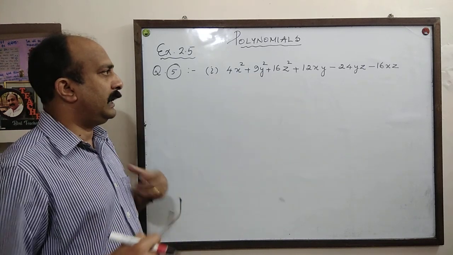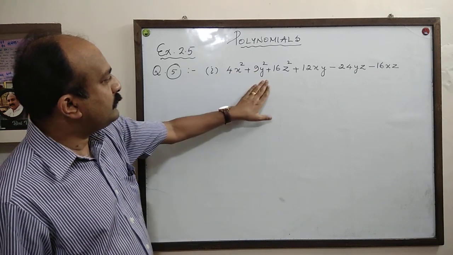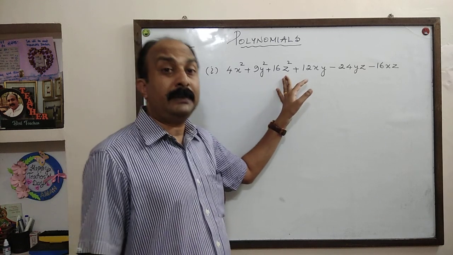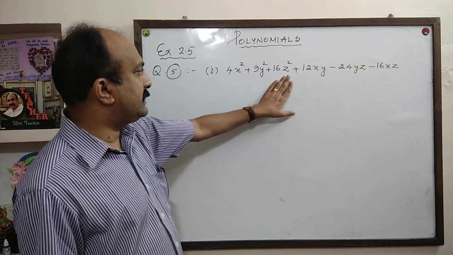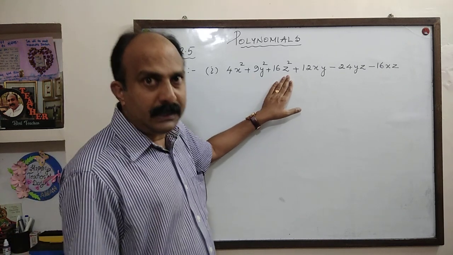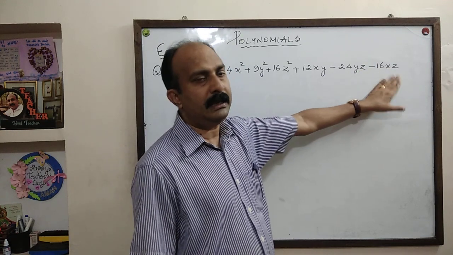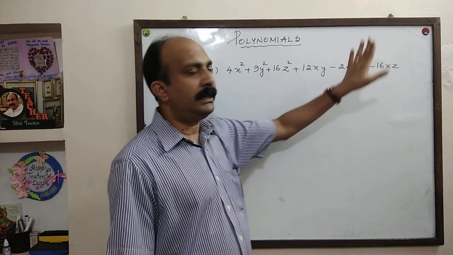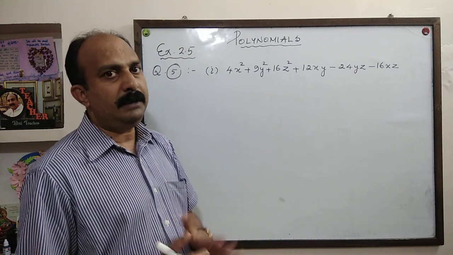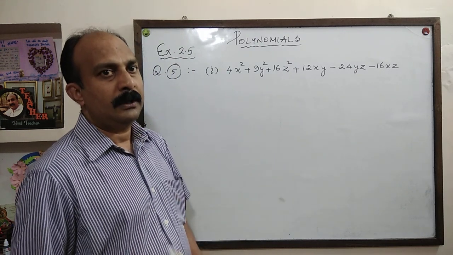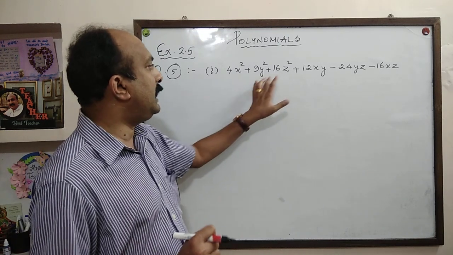You can very well see that the given question is in the form of a square plus b square plus c square, because the first 3 terms are squares. Now it appears something like 2AB, 2BC, 2CA, which is the expanded form of a plus b plus c the whole square. So the first thing is to find out the values of a, b and c.